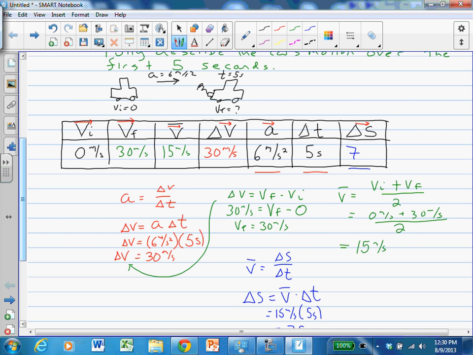So we fully analyzed that this car that started at a speed of 0, went up to 30 meters per second. So its average velocity was 15 meters per second. Its change in velocity was 30 meters per second in the positive. That gives us an acceleration of 6 meters per second squared over 5 seconds. It traveled 75 meters. Okay, good.